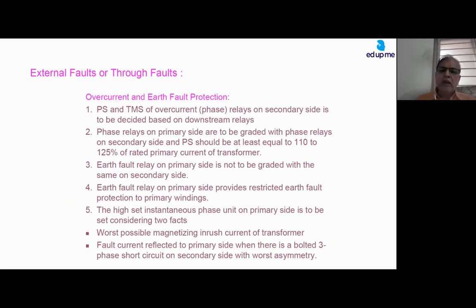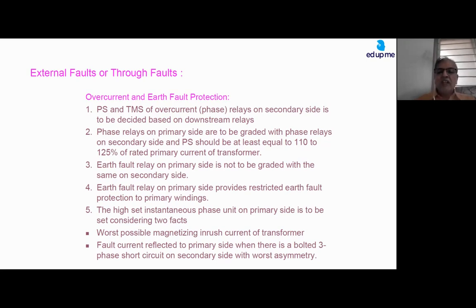The earth fault relay on the primary side is not to be graded with the same on the secondary side, because an earth fault on the secondary is not seen by the earth fault relay on the primary if it is a delta-star transformer. And in power systems, we are using delta-star transformers. The earth fault relay on the primary side provides REF, restricted earth fault protection, to the primary windings.